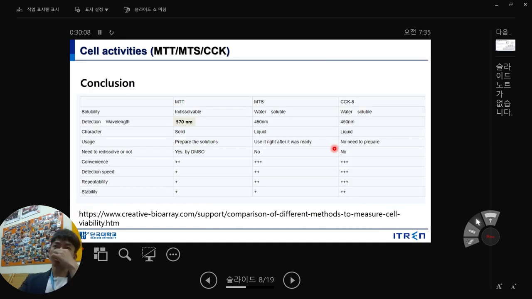So in conclusion, we can say like this: MTT is insoluble, CCK is soluble, and the wavelengths on this one use a lot. Yes, and convenience: CCK is more convenient. Speed: CCK is faster. Repeatability and stability: it is better. Please refer to this website.